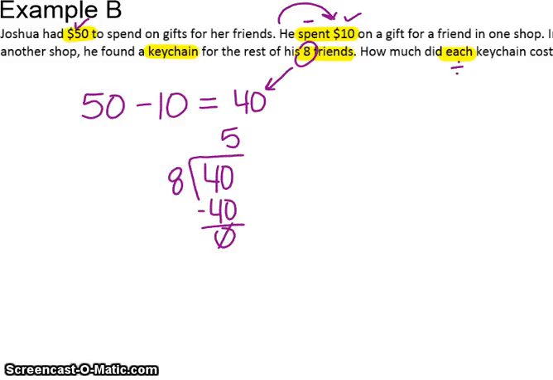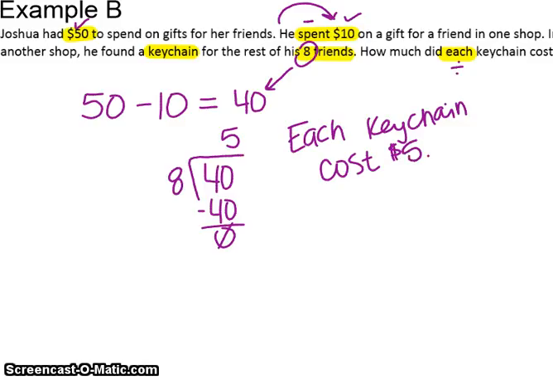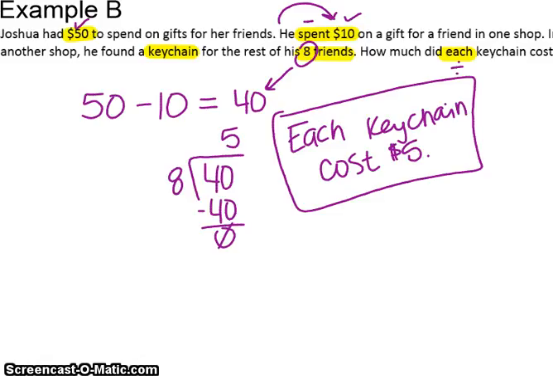So it says how much did each keychain cost? Well, each keychain cost him $5. So each keychain cost him $5. So that is my final answer.